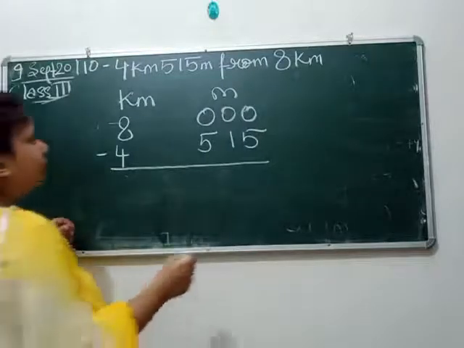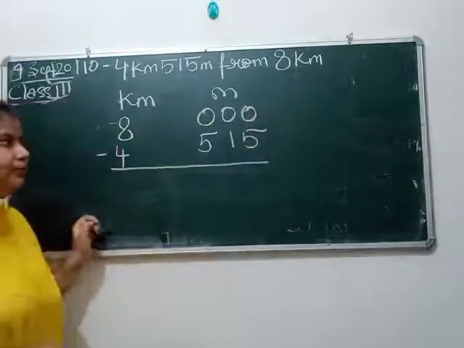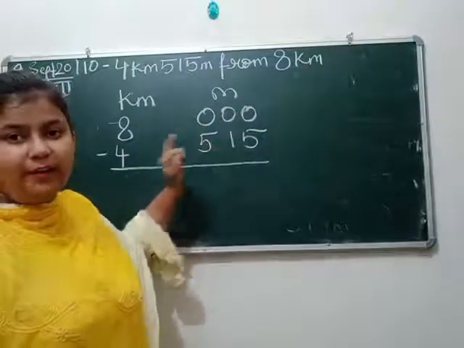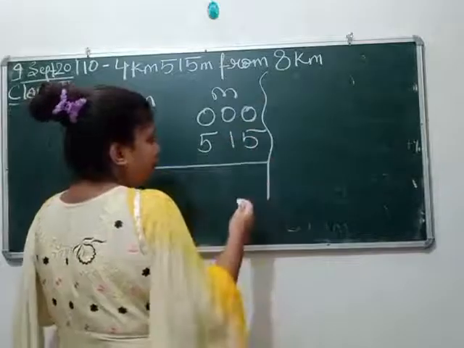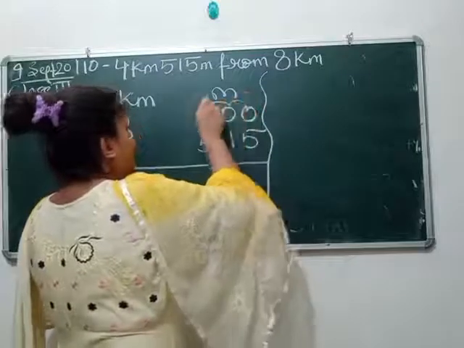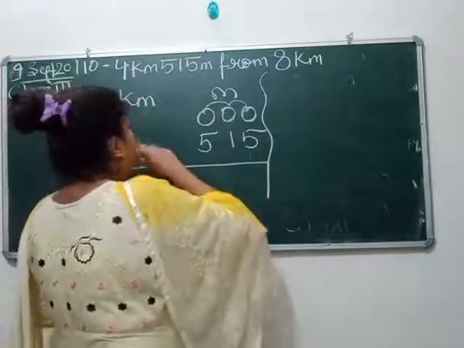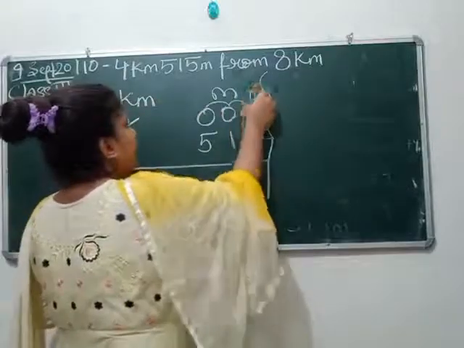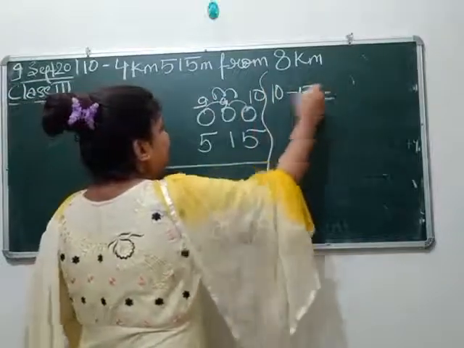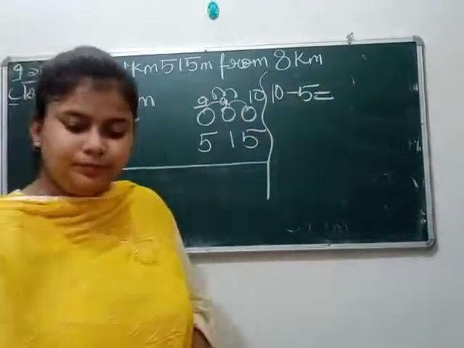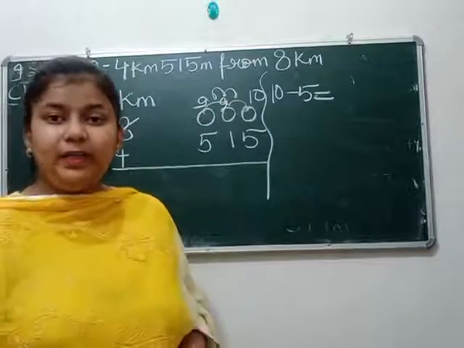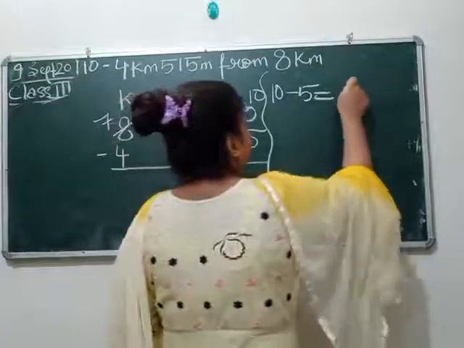Okay, so we will start from this place. Here we are having 0. We cannot subtract 5 from 0, so this 0 will take a borrow from the next, and finally from 8. So this 8 will become 7, this will become 10, and these two will become 9. Now our first place we are having 10 minus 5. So 10 minus 5 we will get 5.